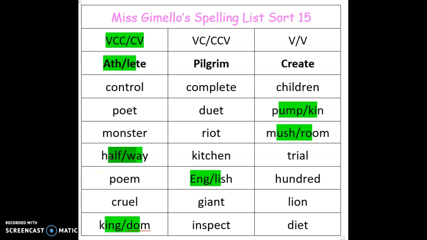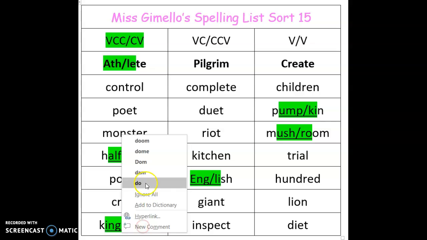Vowel, consonant, consonant, consonant, vowel. With my vowel, consonant, consonant, the break, consonant, vowel. I have my vowel, consonant, consonant, then consonant, vowel. Pumpkin, vowel, consonant, consonant, the break, then consonant, vowel. And mushroom, vowel, consonant, consonant, the break, consonant, vowel. So I know that those are all now correct.